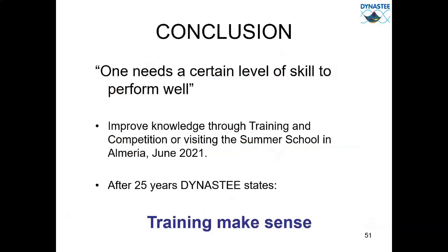So the conclusion of Dynasty is that one needs to develop a certain level of skill to perform well. You should improve the knowledge through training and competition. And you may decide to visit our next summer school in Almeria in June 2021. After 25 years, we as a grouping may say that training really makes sense.